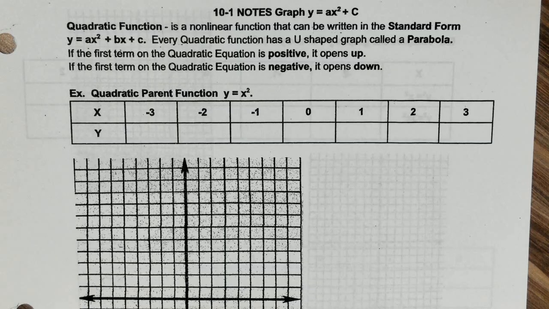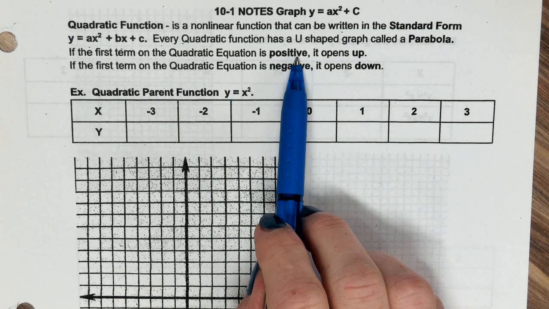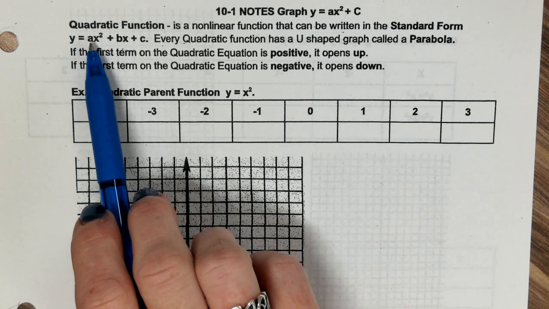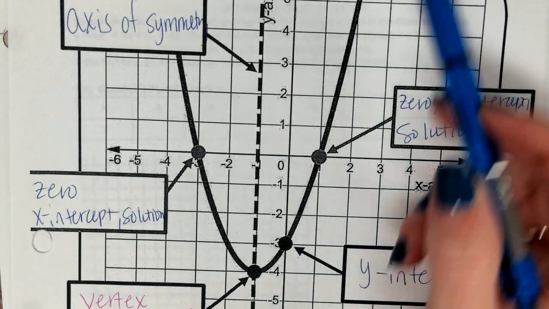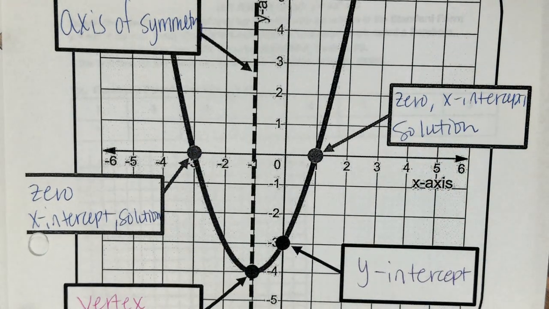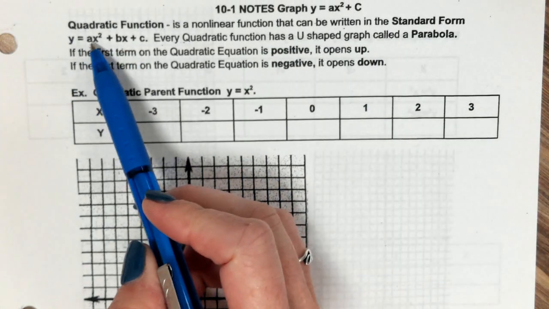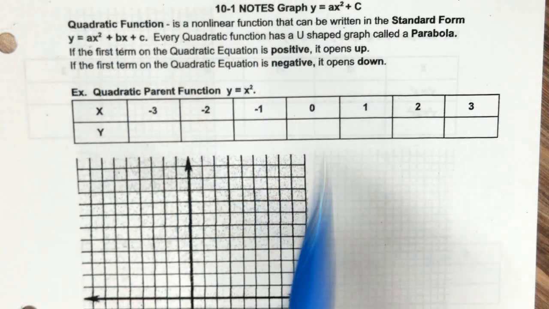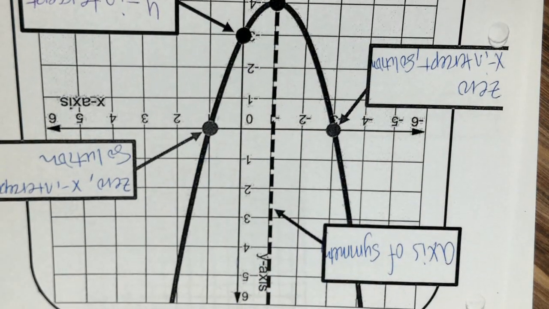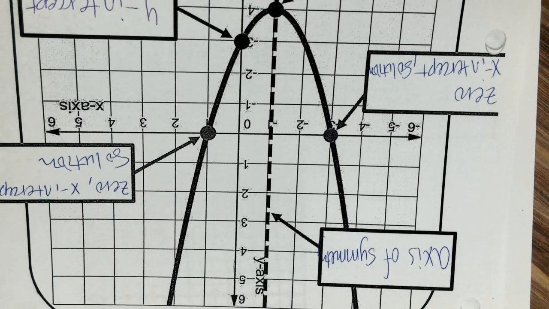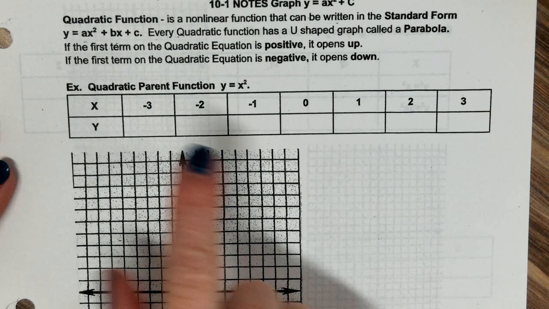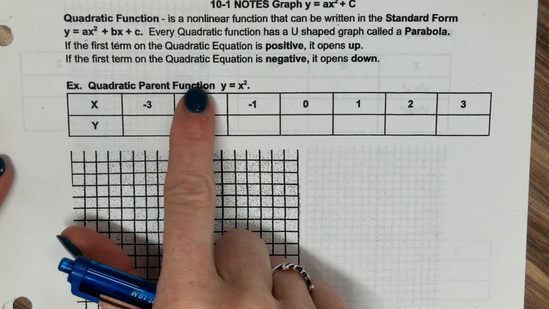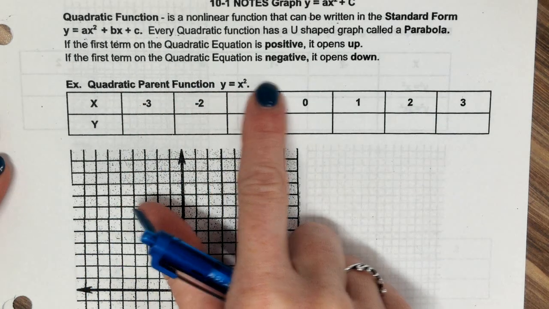If the first term of the quadratic is positive, it's going to open up. So if this is a positive number, it's going to look like this. It's going to open up. It's going to be a happy face. If it's negative, it's going to open down. So pretend that this was opening down. It's going to be a sad face. So negative, sad, positive, happy. Make sense? Okay.